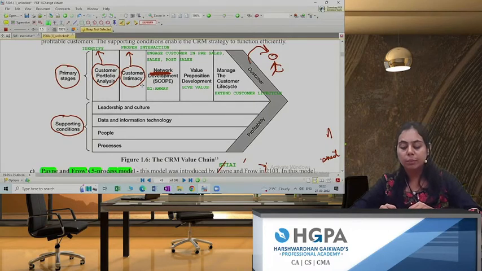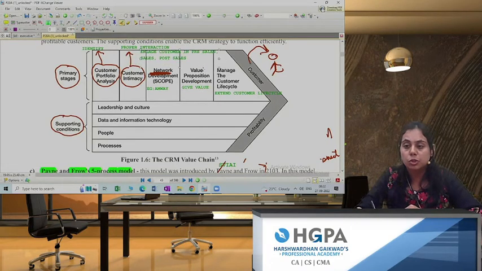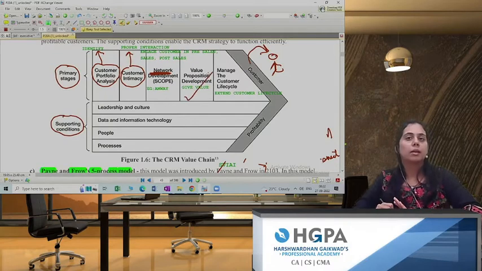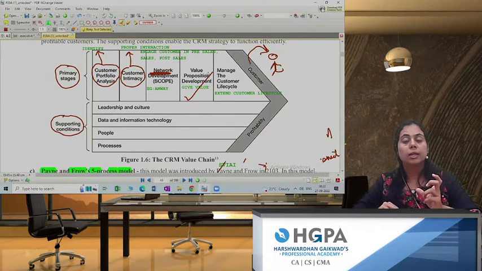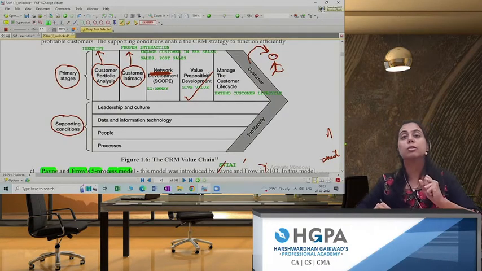What is network development? It is building the network with the customer. The network development should be such that it gives value. That is the value proposition development. And when we give value, there is a possibility that the time for which the customer is purchasing our product will be more. That is, the life cycle of the customer with us will be more.